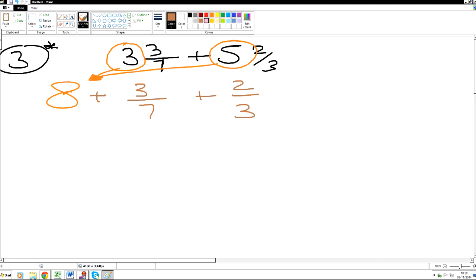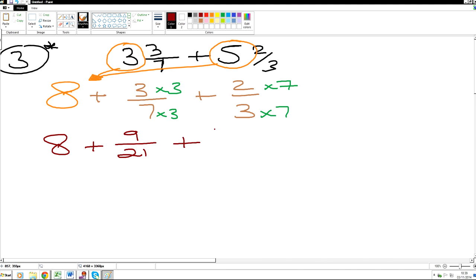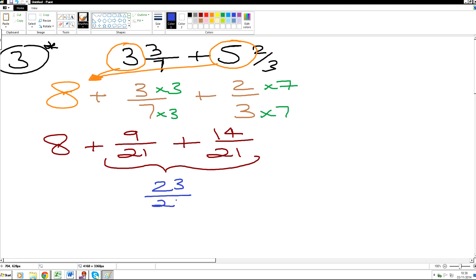Now we need to make them equivalent. How do we make them equivalent? What do we do to them? Times them by the opposite denominator. Just follow me as we go down. Okay, good. You've done it already. So 3 times by 3 will give you 9 over 21. 2 times by 7 will give you 14 over 21. So what's 9 over 21 add 14 over 21? That will give us an answer of 23 over 21.